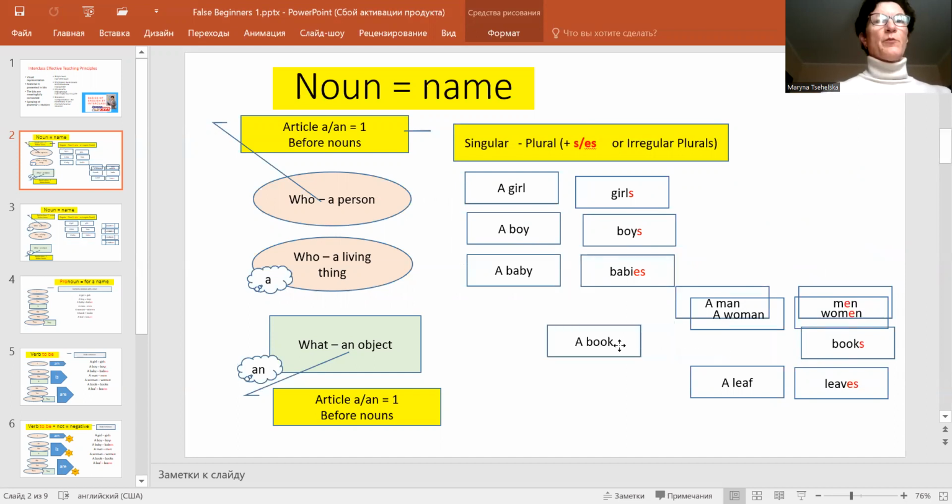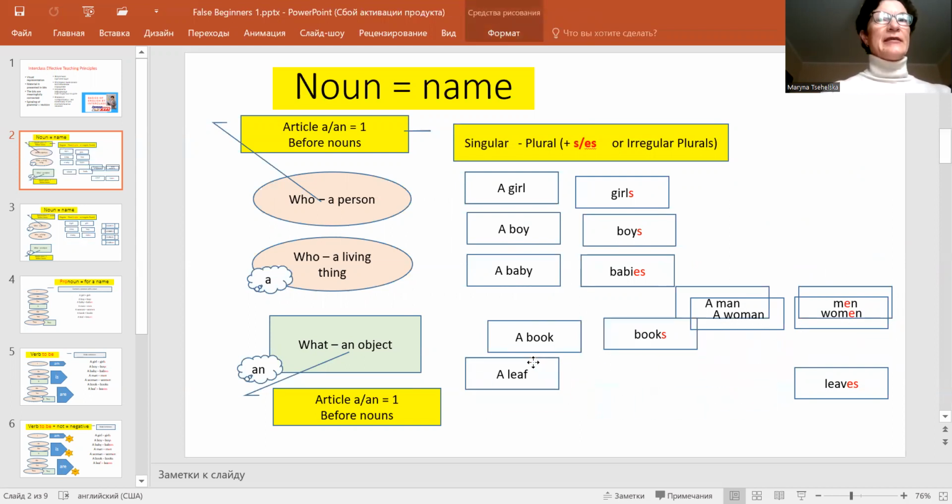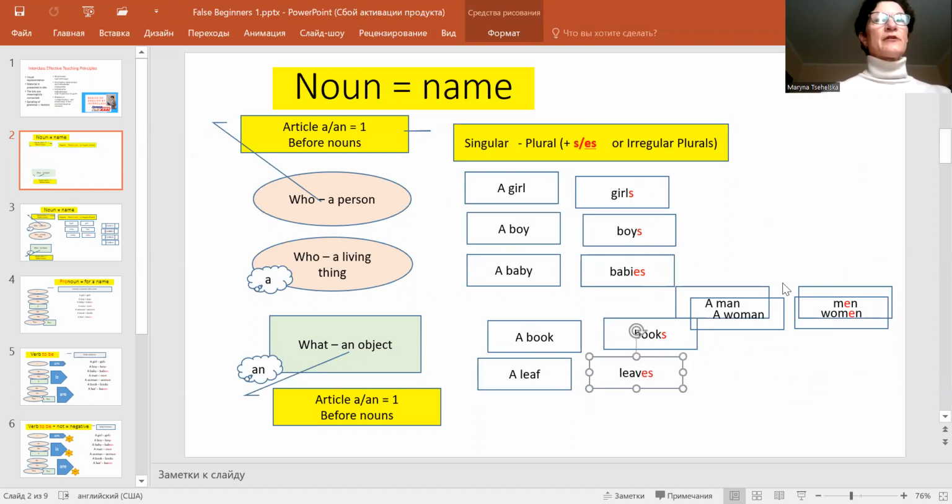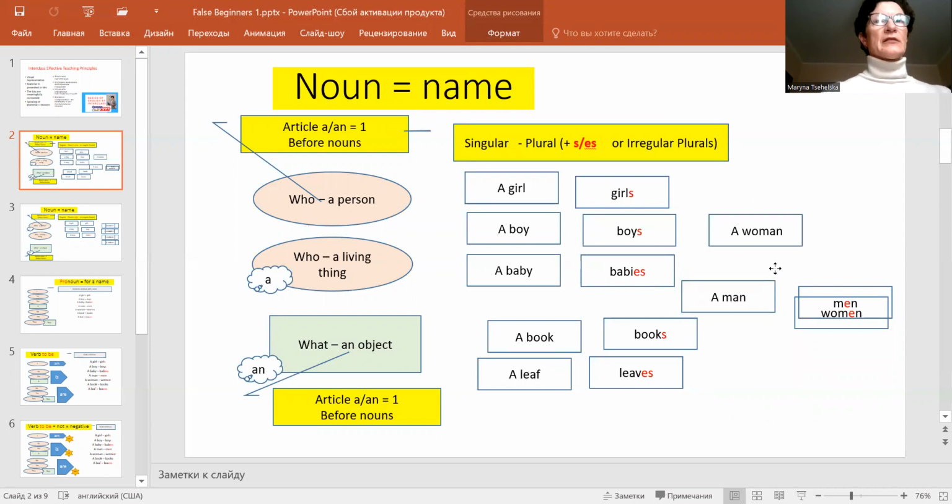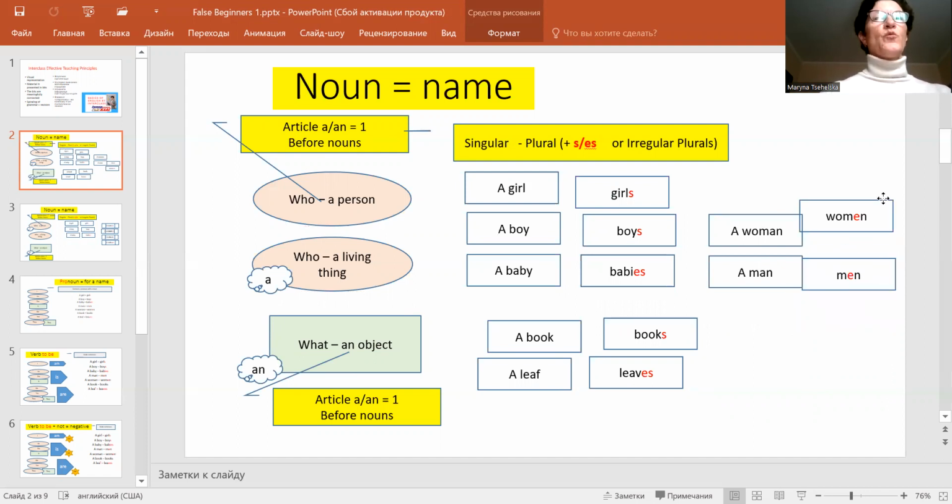Now things. Book, books. Leaf, leaves. And some plurals are irregular. We need to remember them. And it is man, but men, and woman, but women.